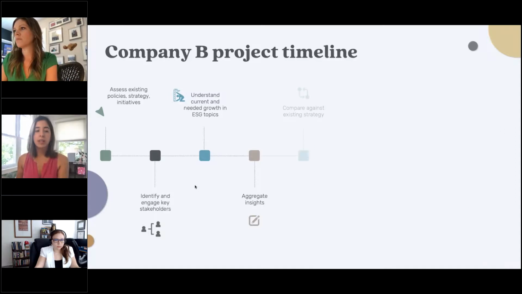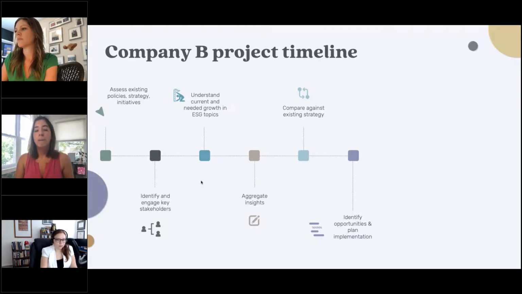We'll aggregate those insights, compare it against the existing strategy to make sure that there are no overlaps or conflicts, identifying opportunities, planning implementation.